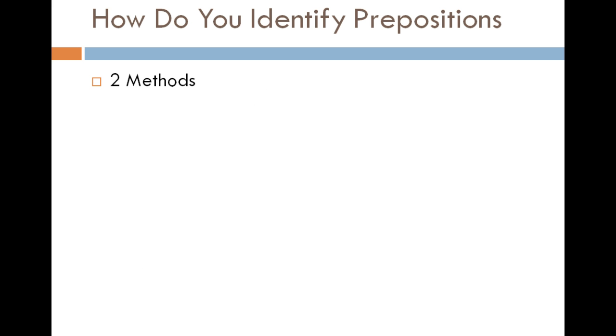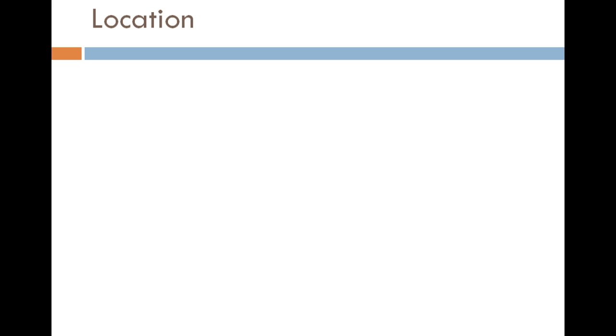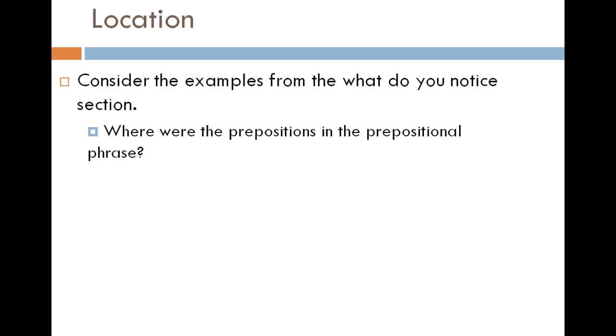How do you know what words in the sentence were prepositions? There are 2 ways to find out: location and recognition. When it comes to location, prepositions have a specific place that you will find them.